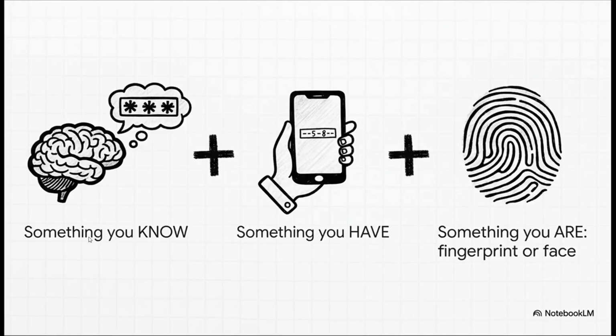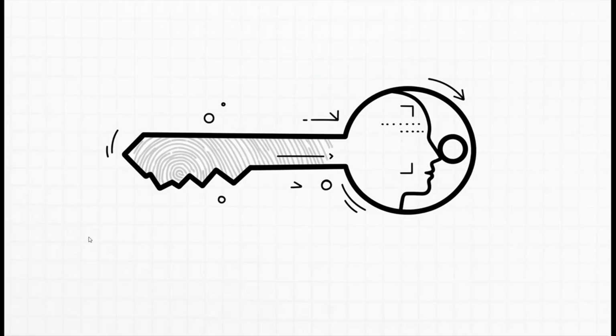Now, the power of MFA comes from combining different types of proof. Good security always uses at least two of these three categories. First, something you know, like your password. Second, something you have, like your phone to get a text message code. And third, something you are, like your fingerprint or your face. And that third factor, the something you are, is becoming so incredibly common, right? Biometric authentication, using your unique physical traits like a fingerprint scan or your face. It's just so powerful because it's extremely hard for someone to steal or copy. It is literally a key that is part of you.